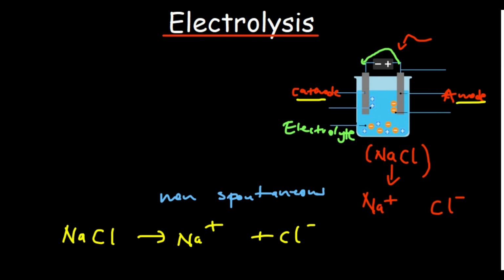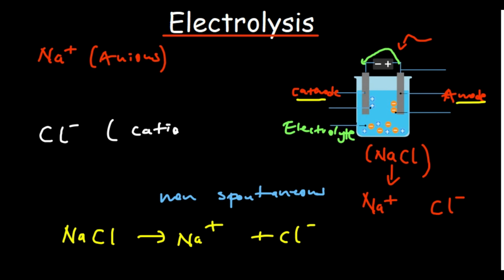Okay, so now I want you to know that the positive ions, something like sodium, are referred to as anions in our textbooks, and of course the negatively charged ones, the chlorides, are called cations. So cations will be attracted to what? To the cathode, anions to the anode.